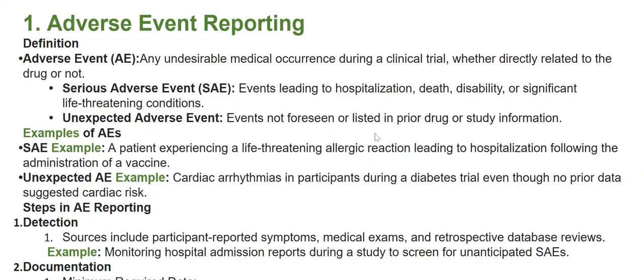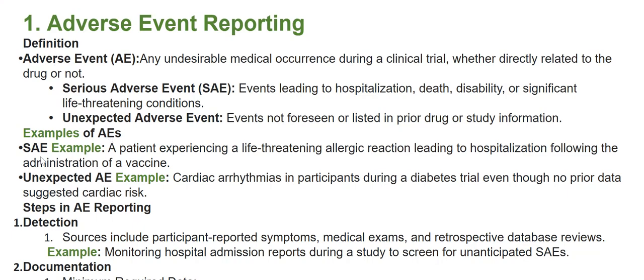Serious adverse event, SAE: events leading to hospitalization, admission into the hospital, death, disability, or significant life-threatening conditions. While unexpected adverse events are those not foreseen or listed in prior drug or study information, like for instance in the pharmacy manual for the trial, or the investigator's brochure of the trial, or in the protocol. Adverse events that are not listed there are unexpected. If not listed, then it is an unexpected adverse event.